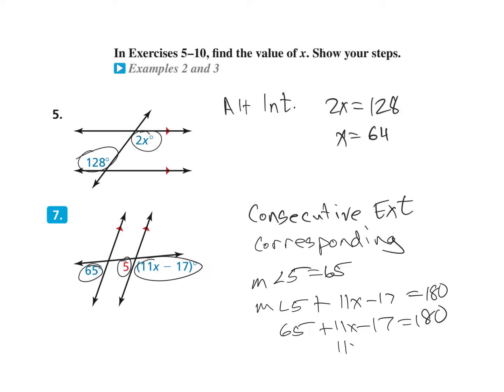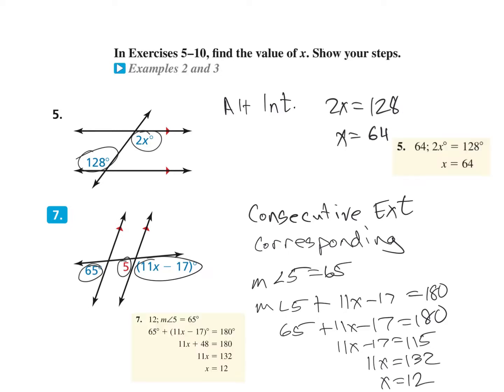Subtract the 65 and you get 115. Add the 17 and you get 132. And divide by 11 and you get 12. So pause it, take a look at those answers. They're all correct. Number 9.